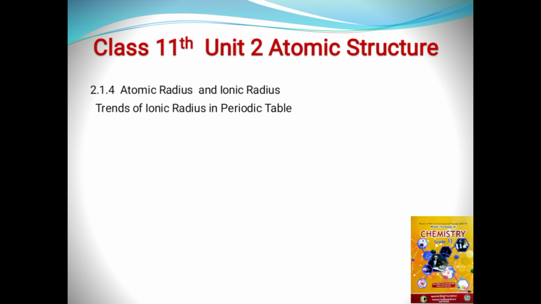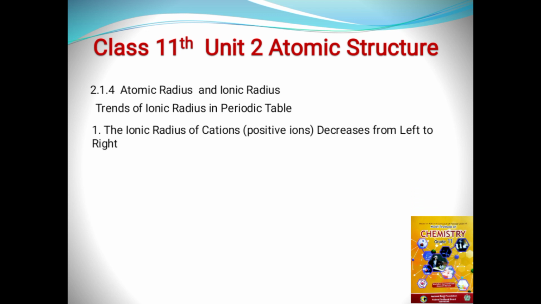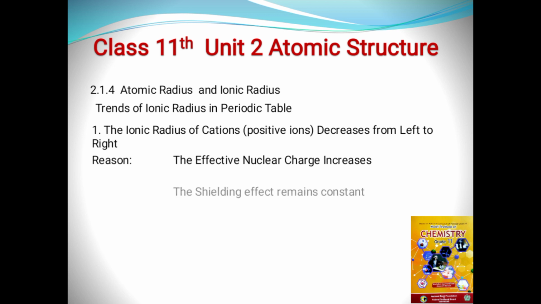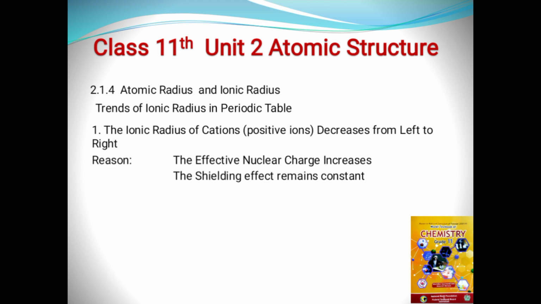Next are the trends of ionic radius in the periodic table. The ionic radius of cations, that is positive ions, decreases from left to right as usual. The reason is, number one, effective nuclear charge increases. Number two, the shielding effect remains constant.